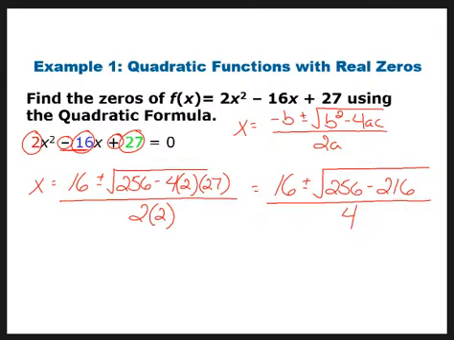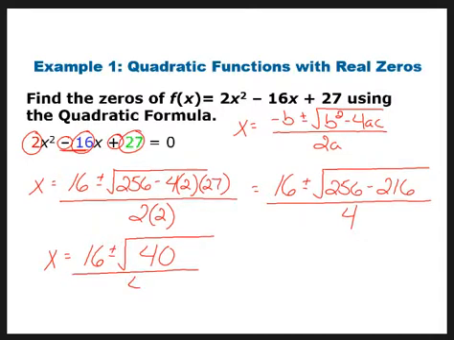All right, so moving down here, I still have 16 plus or minus square root of, basically I just said 256 minus 216 is going to be 40, and that's all still over 4.